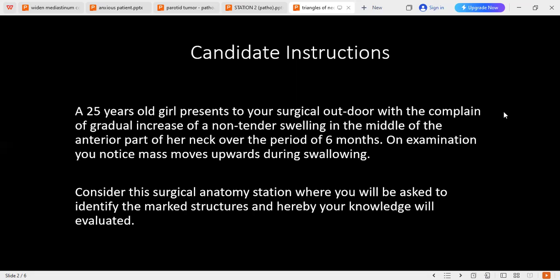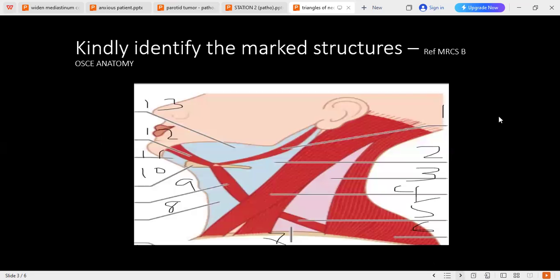Okay. So if you've read and understood, considering it's surgical anatomy station, please tell me what exactly you are looking at. I'm looking at an anatomical picture showing different triangles of the neck. How would you classify the triangles of the neck?